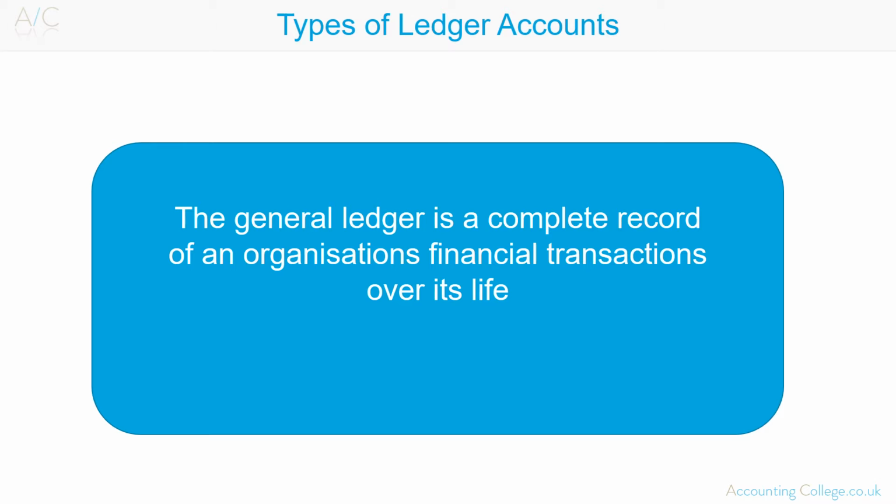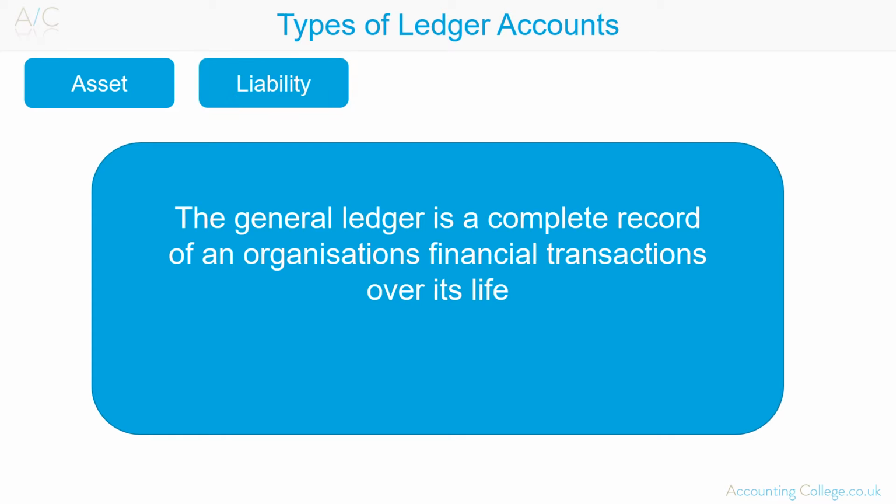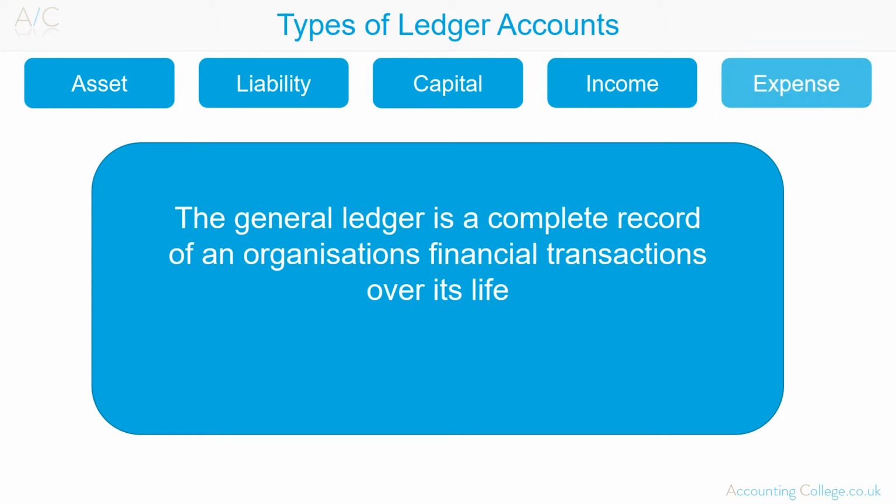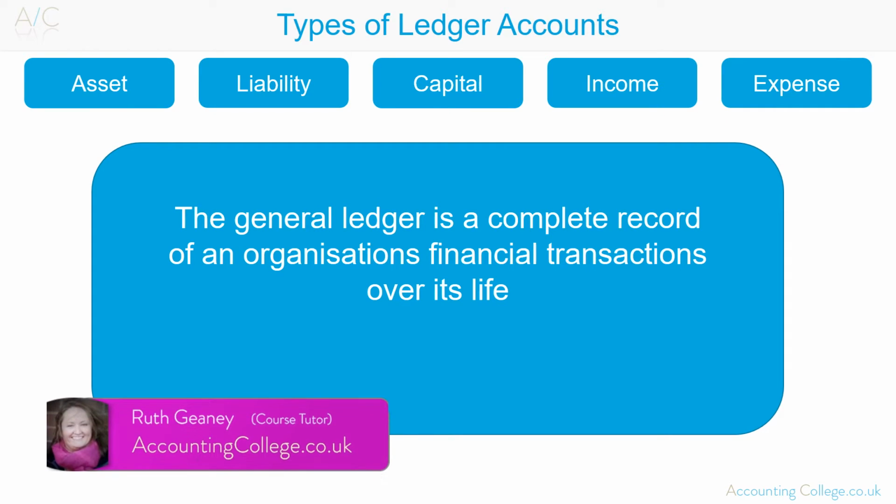Information in the general ledger is used to produce the organization's financial statements. The general ledger classifies items as assets, liabilities, capital, income, and expenditure. What do these terms mean?